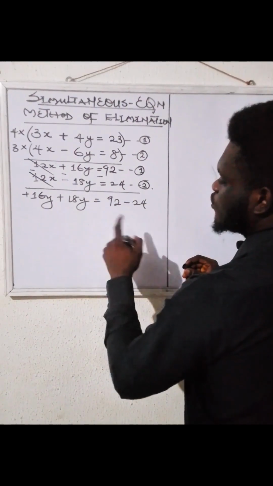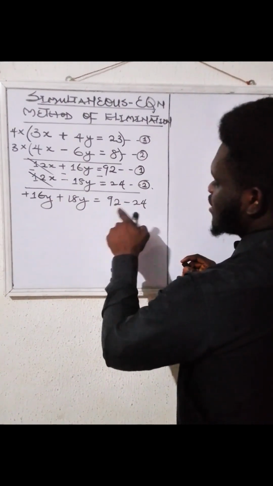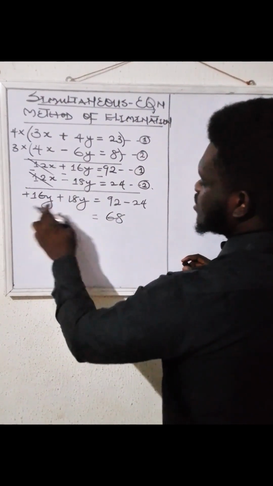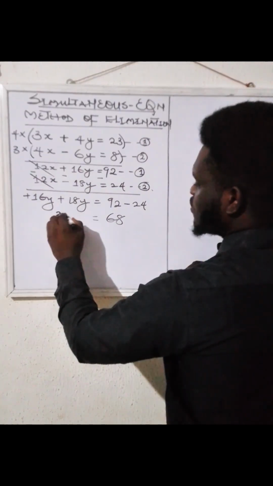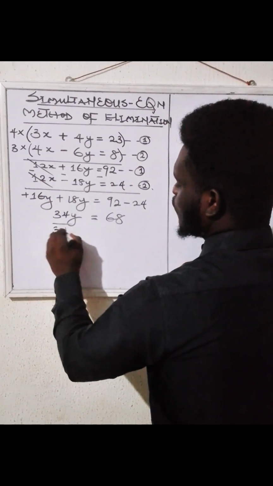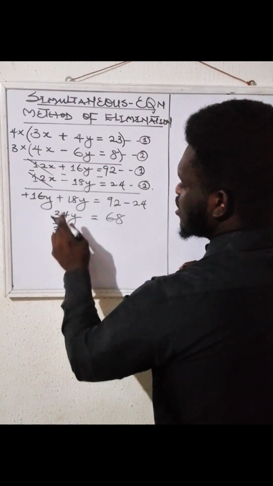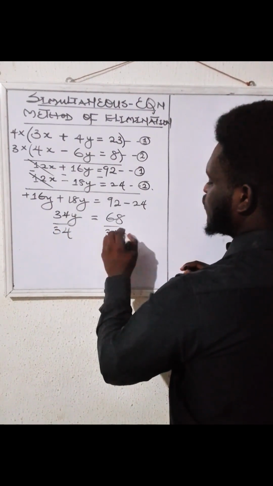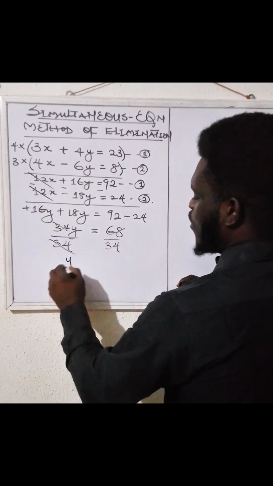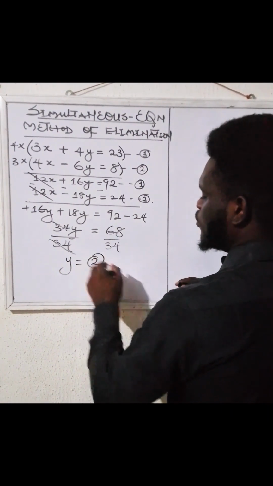So after doing that, you subtract. So you have 92 minus 24, you get 68. What about 16 plus this? You get 34y. So what do we do from here? You divide both sides by 34, as you are trying to isolate the value of y. So you have 34 here, 34 here. So 34 cancels out 34, and you finally get that y will be equals to 2.